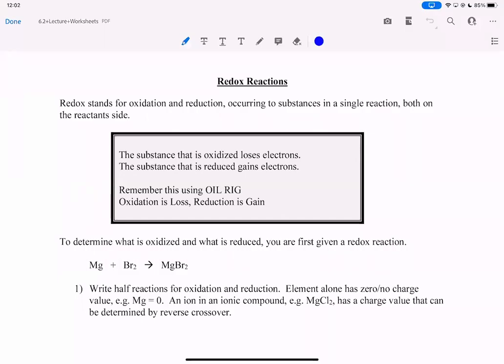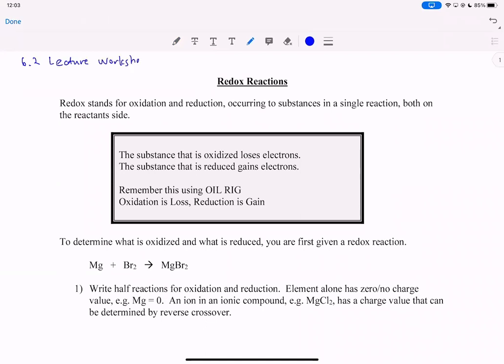And so in that lecture video just now, you got a head start on this, which is today's lecture worksheet 6.2. So this is writing the half reactions, which will help us figure out in a redox situation, which is what's going on in batteries, what is losing electrons and what is gaining electrons.